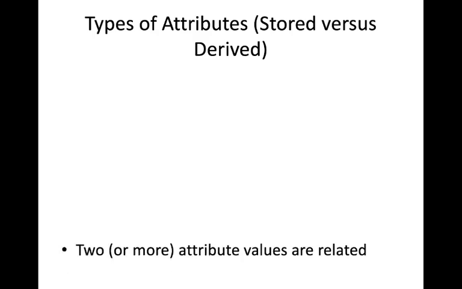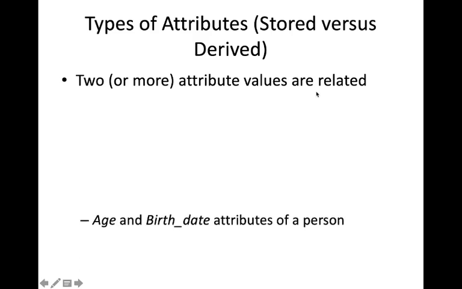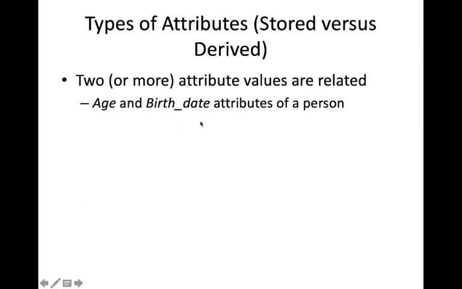Then the third type of classification is stored versus derived attributes. If you consider attributes, two or more attribute values may be related. For example, age and birth date attributes of a person are related. From the birth date and the current date, we can calculate the age of a person. So we need not store both things. We need to store only the birth date of a person. From the birth date, calculating the age is easy. You subtract the birth date from the current date, and you will get the age of a person.